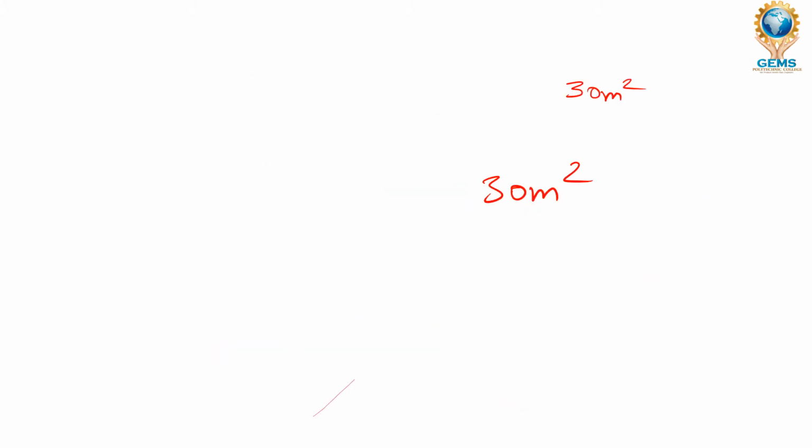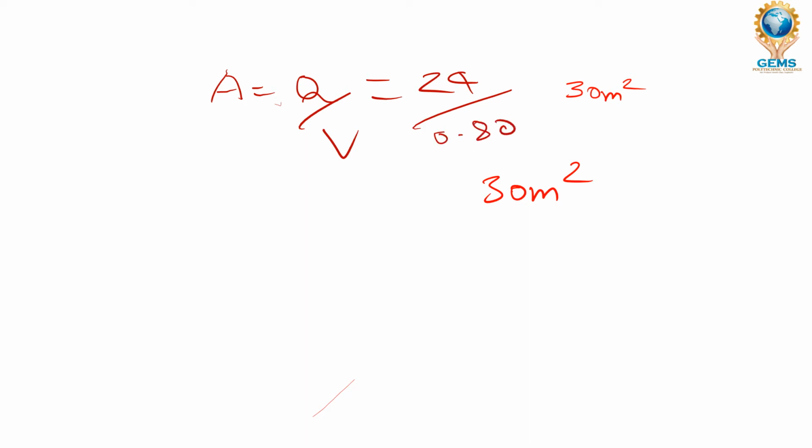Now we are going to look into the area. The area formula is also A equal to Q by V. Our Q, which is 24, divided by velocity, which is 0.80. By substituting this, find the answer. If you find the answer, you have to substitute the value as A equal to and put the answer here.